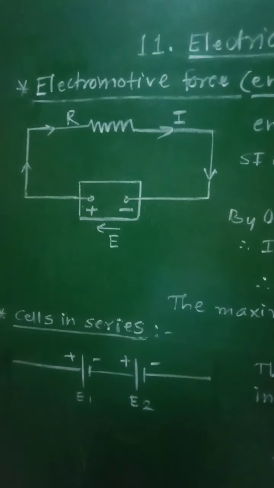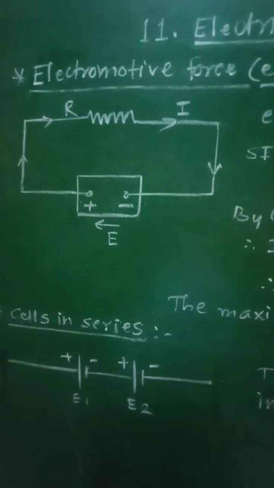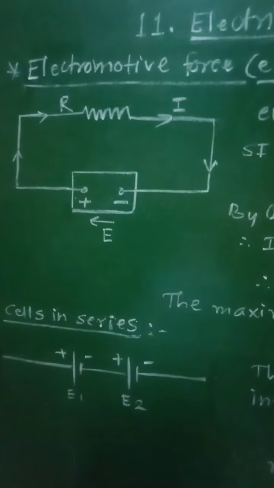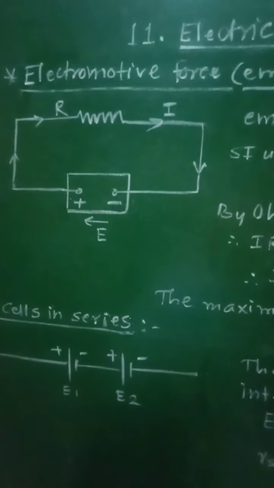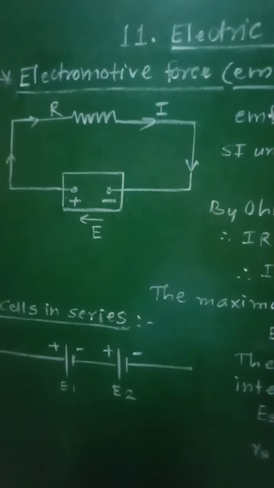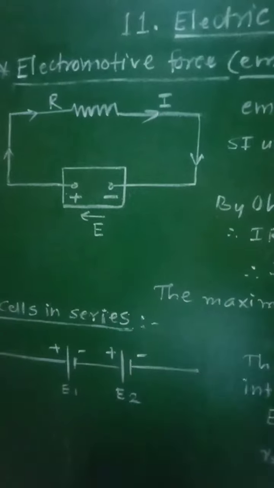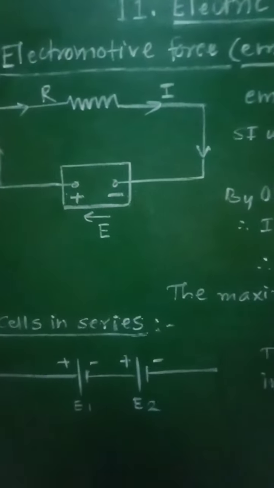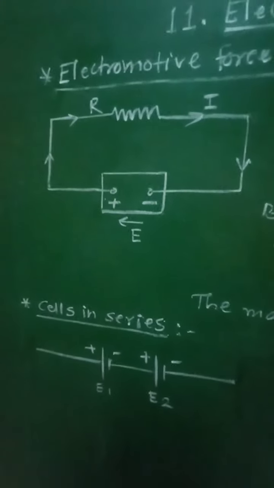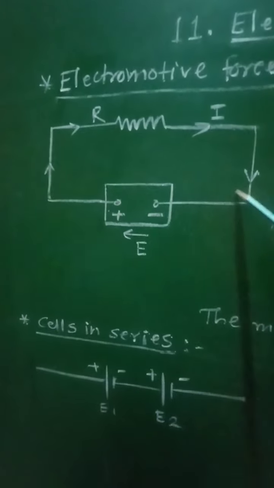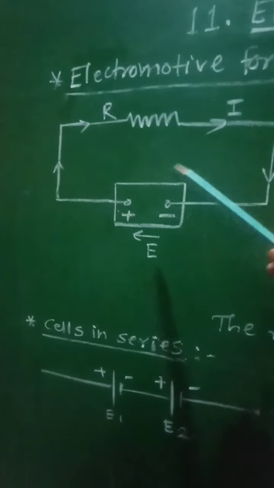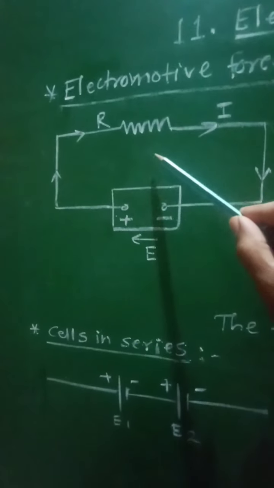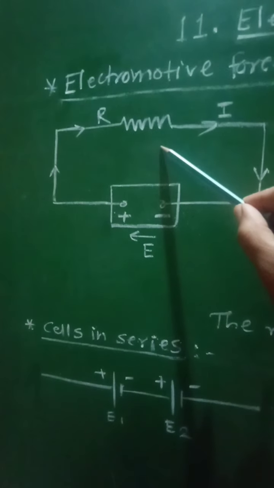For example, some of the devices of EMF are power cells, batteries, solar cells, fuel cells, as well as generators. So these are some of the devices which provide the EMF. Now, in order to explain the concept of EMF, let us consider a circuit with an EMF device and a resistor of resistance R.